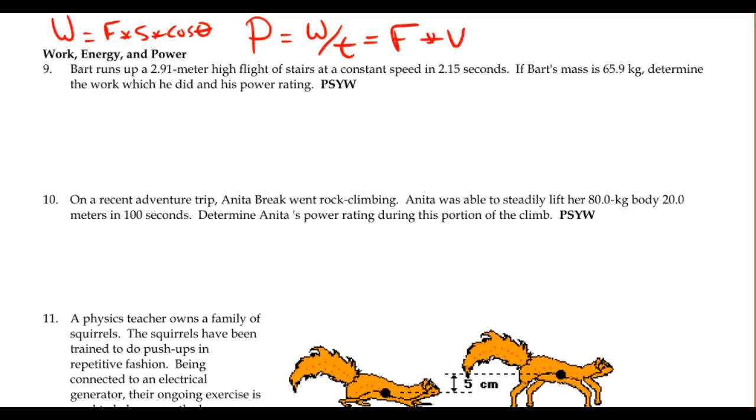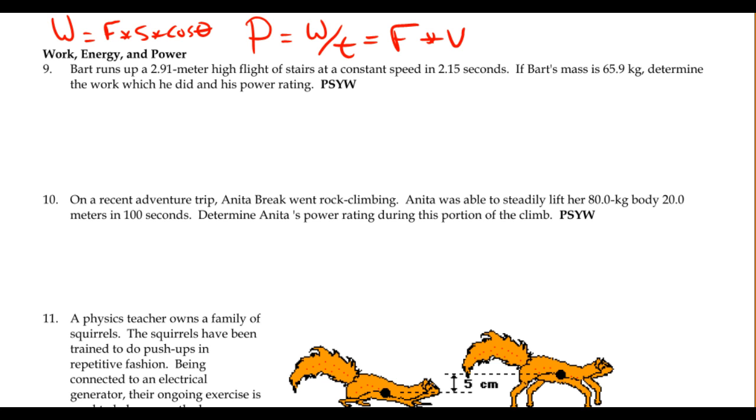Okay, in this episode, we're going to go ahead and practice using those definitions of work and power to make some calculations about people moving around. We're talking really about mechanical work and mechanical power. So we're looking at how fast things move, how far they move, how high they can go, those kinds of things. All right, so Bart runs up a 2.91 meter high flight of stairs at constant speed in 2.15 seconds.